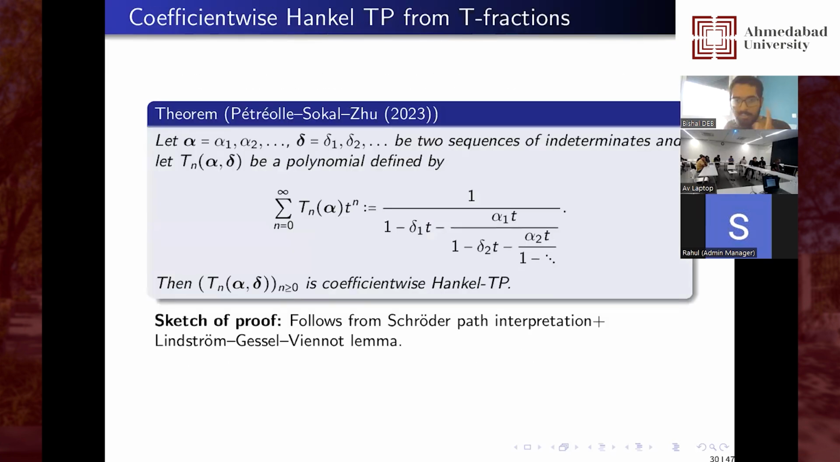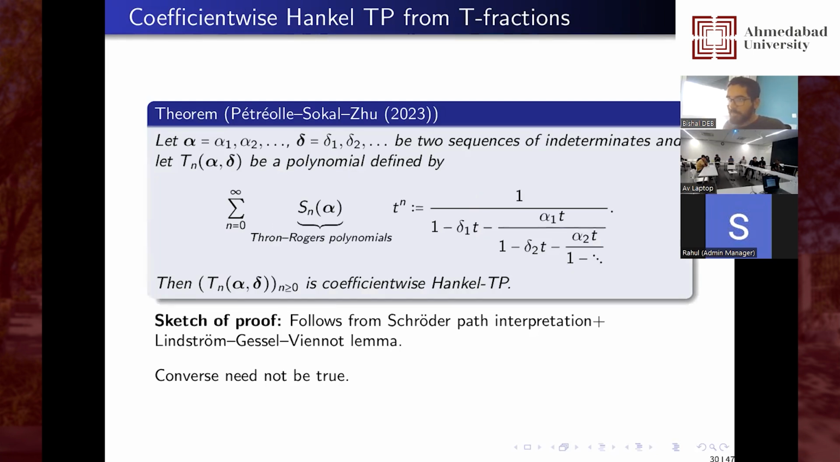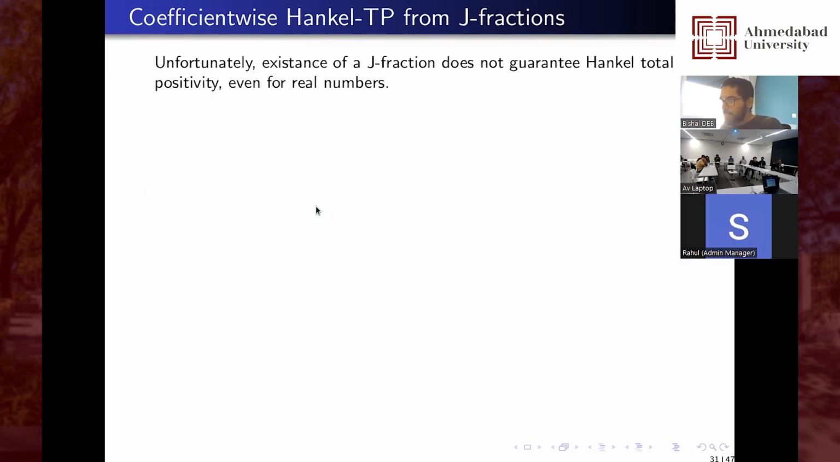Now, maybe I'll answer your question in more detail later. If you have a determinantal expression, of course, okay, I'll get back to your question later because I have several comments on Aztec diamonds. Let me quickly go to J fractions. Again, the converse need not be true. If you have a sequence of polynomials, it may not even have a nice T fraction. So these are now called the Thron-Rogers polynomials. This should have been a T.